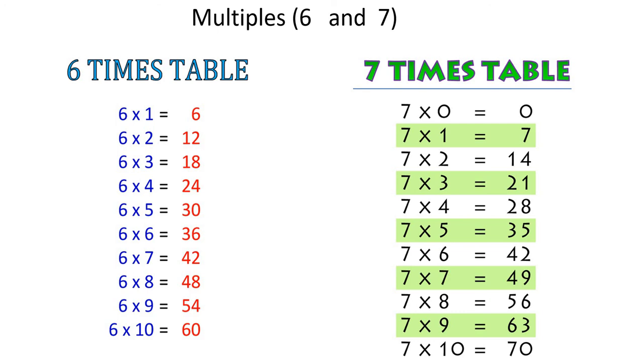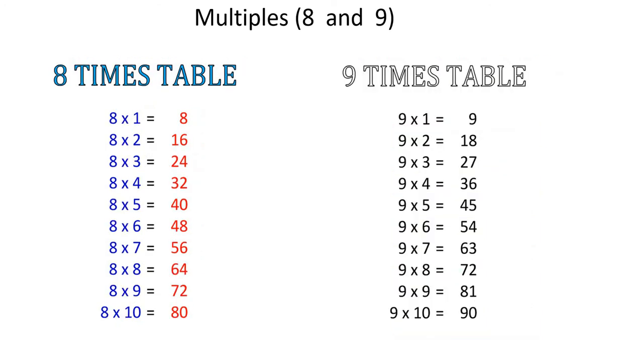So when you divide these numbers by 7, you will have the answer without a remainder. So no remainders. If you divide 21 by 7, you will have the answer 3. If you divide 24 by 4, you will have the answer 6. If you divide 36 by 6, you will have the answer 6. If you divide 48 by 8, the answer is 6. So no remainder. You will have exactly a full number without any fractions. A full number with no remainder. So these are the multiples of 6 and 7.